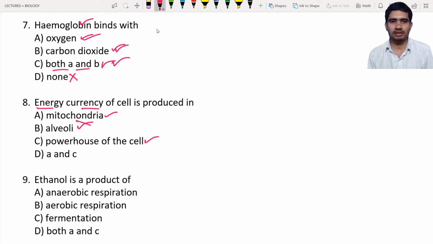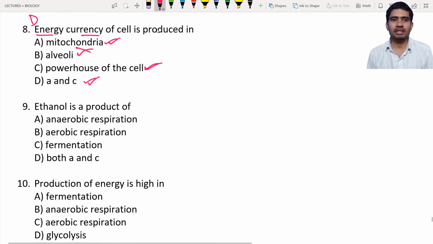Both answers are correct. Okay, and option D is both A and C. So yes, mitochondria is also correct, and powerhouse of the cell is also correct. Powerhouse of the cell is also known as mitochondria. Hence, we can go for option D. That is, the eighth answer is D.